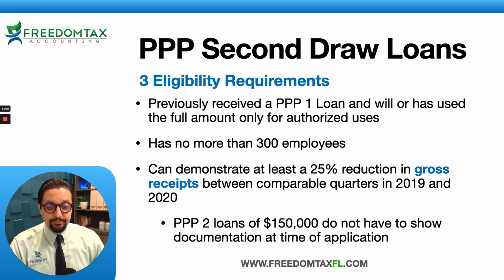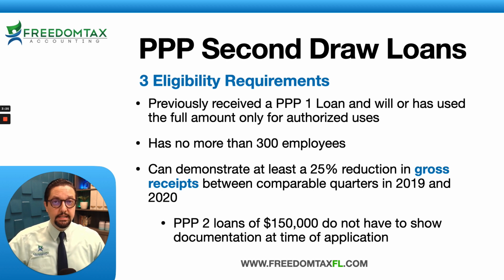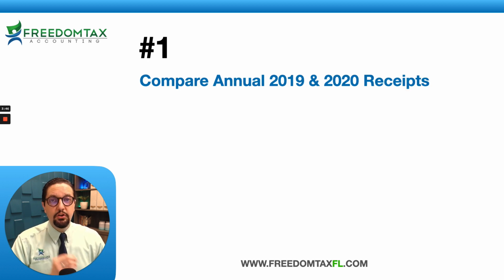Now, remember that for the PPP2 loans that are $150,000 or less, you do not have to show documentation to show this reduction of revenue at time of application, all right? But you are going to have to show the revenue reduction documentation at time of forgiveness. If you're going after a second PPP loan of $150,000 or higher, then you must show documentation at time of application, okay? Now, let's go to the first way.